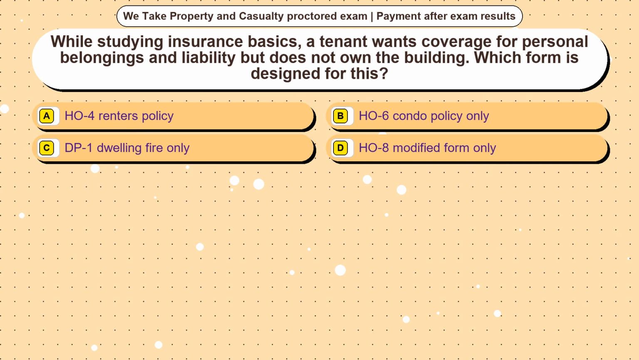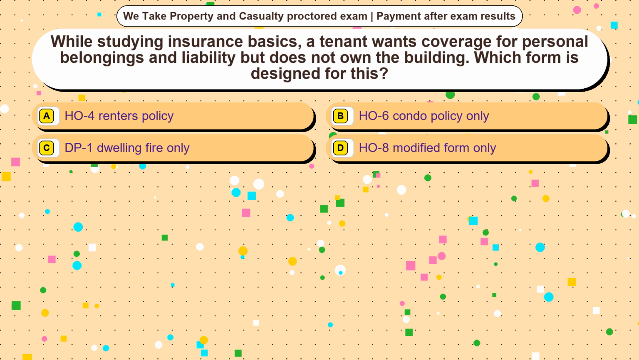Question 6. While studying insurance basics, a tenant wants coverage for personal belongings and liability but does not own the building. Which form is designed for this? Option A. HO 4 renters policy. Option B. HO 6 condo policy only. Option C. DP1 dwelling fire only. Option D. HO 8 modified form only.